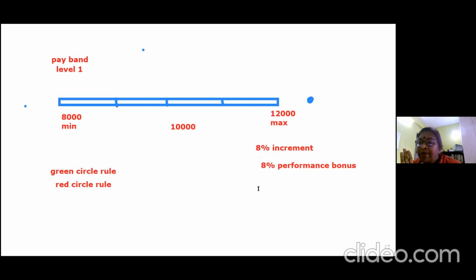Okay, very clear? The red circle and the green circle. So when you are building and designing your salary bands, you have to also be cognizant of the green circle rule and red circle. One more concept.